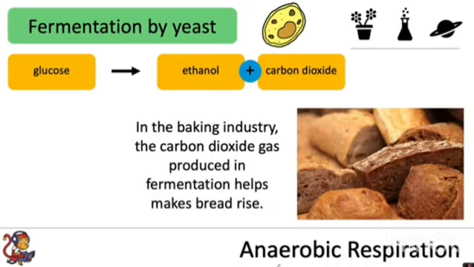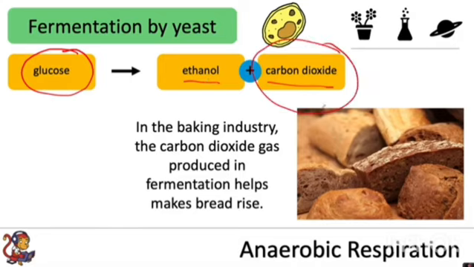In the baking industry, the carbon dioxide gas produced in fermentation helps make the bread rise. So the yeast will break down the sugar or the glucose in your bread mixture, and it will produce ethanol and carbon dioxide. So in the first instance, your bread mixture contains alcohol, but as soon as you put it in the oven, the ethanol has a low boiling point, so that will all evaporate. However, the carbon dioxide product is the really useful product in the case of the baking industry because of the carbon dioxide gas that helps make the bread rise.